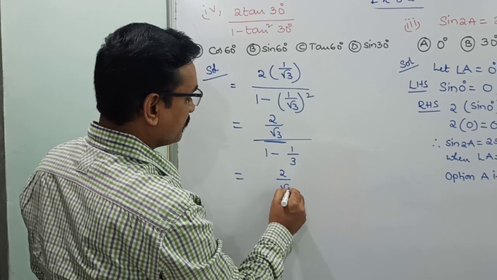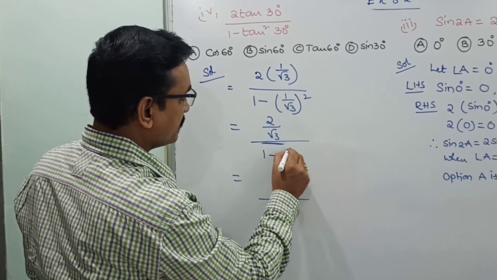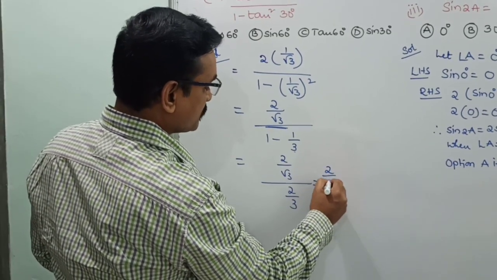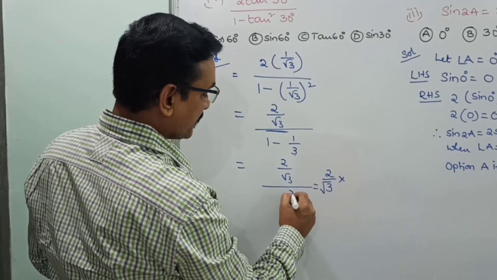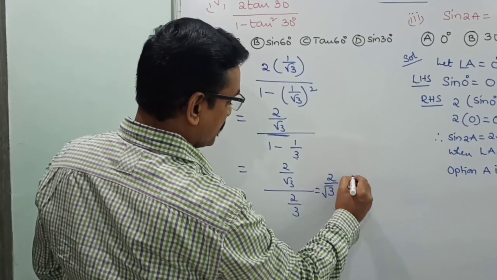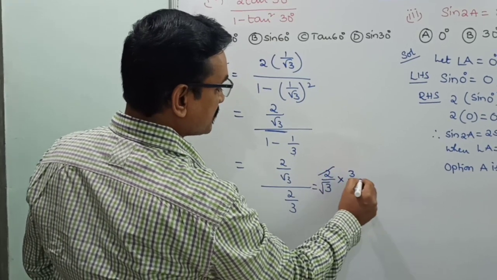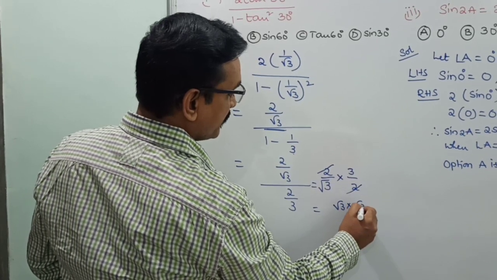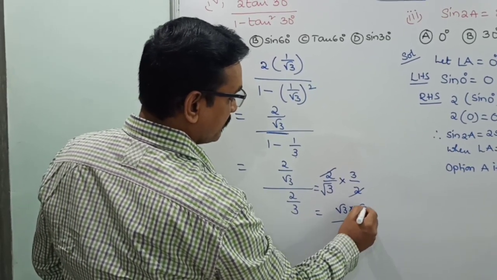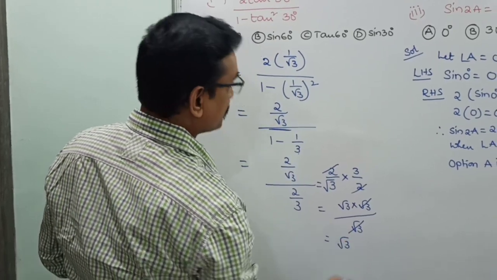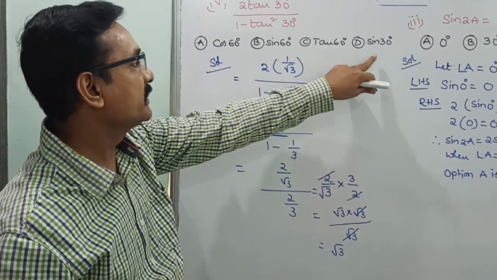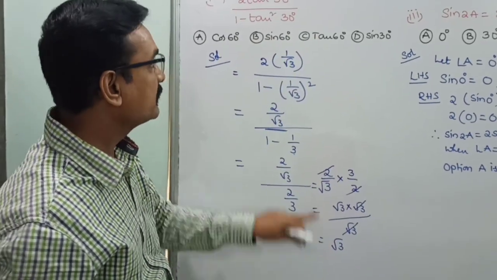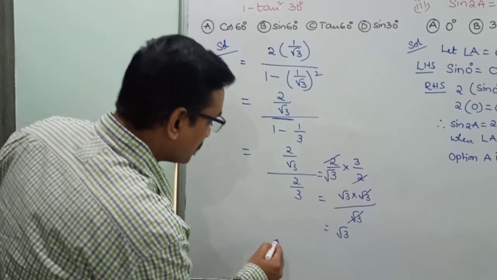So 2 by root 3 by 3 1 are 3, 3 minus 1, 2. So 2 by 3. So we can write this one as 2 by root 3 into reciprocal of 2 by 3 is 3 by 2. 2 cancel, and one more step, instead of 3 place, replace with root 3 into root 3 by root 3. So this is equals to root 3. So root 3, where it is possible in these conditions, tan 60 value we will get as root 3. Therefore, option C is the correct.